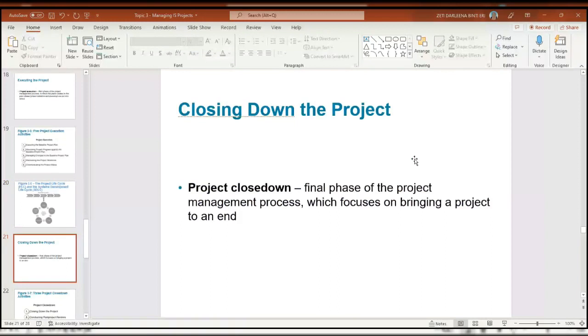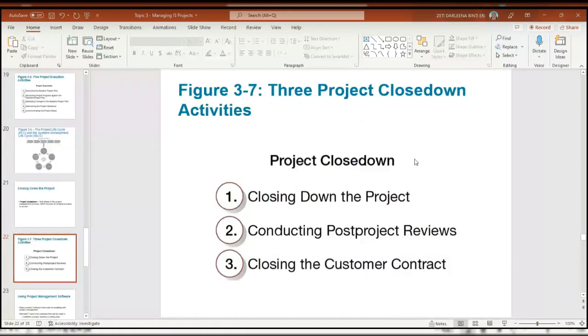Kan? So project close down is basically the final phase of the project management process, which focuses on bringing a project to an end. Setiap project mesti ada dia punya close down. Kalau tak, memang failure lah. So ada 3 je aktiviti dekat sini, iaitu closing down the project, conducting post-project reviews, closing the customer contract. Tadi kita ada document, living document basically is part of the contract. So now we have to close the contract.